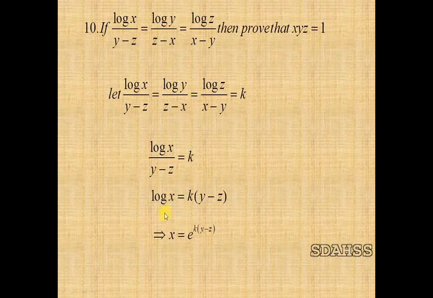Taking e on both sides. If you take e on both sides, e and log get cancelled. So remaining you have x. x is equal to e power k into y minus z. Then equate the second one.